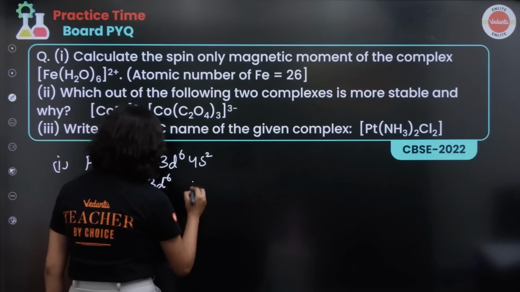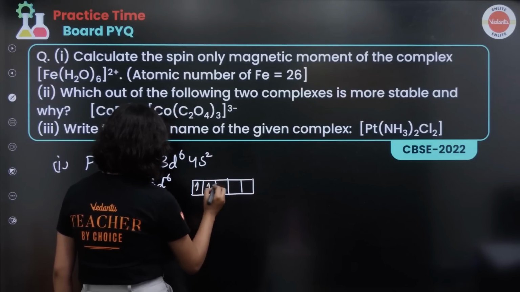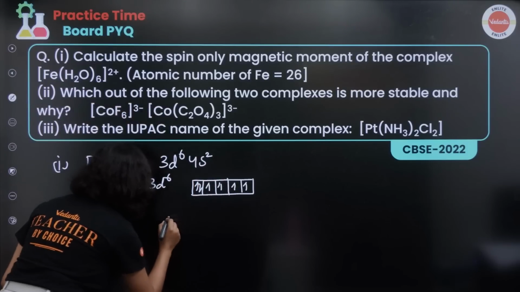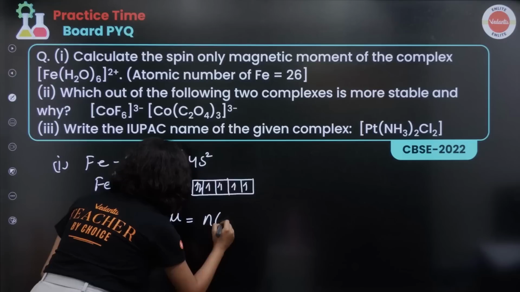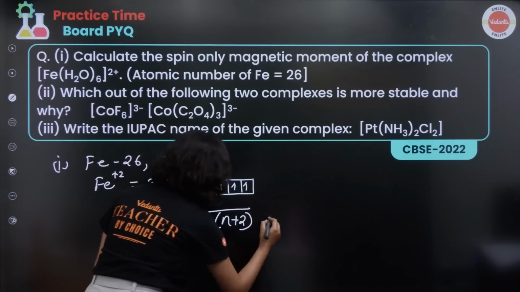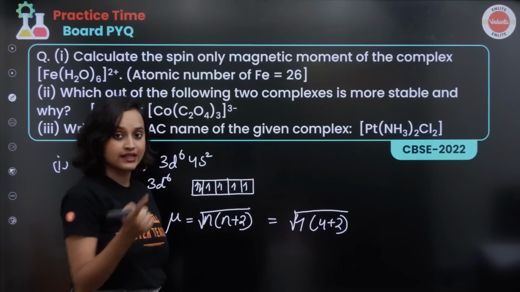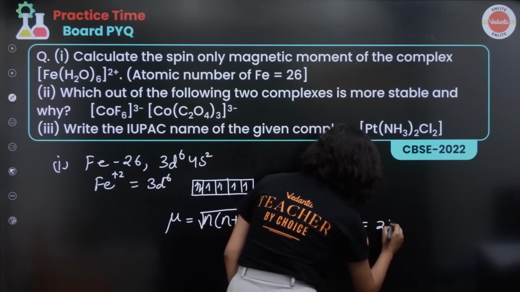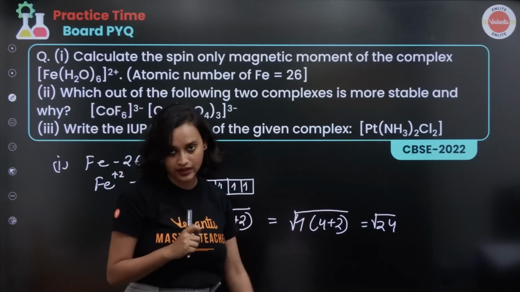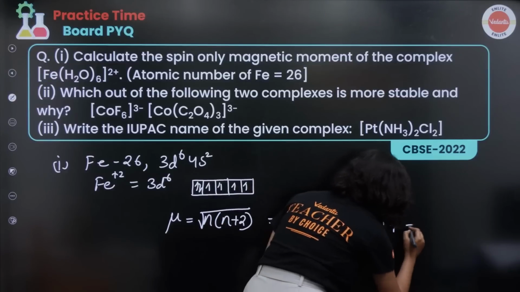Now for 3d6, if I draw the orbitals like this, it is going to be 1, 2, 3, 4, 5 and 6. So there are 4 unpaired electrons. What is the formula? The formula, my dear student, is mu equals root over n(n+2), and n is the number of unpaired electrons. So that means 4 into 6, which is 24, so it is root over 24. Now 5 fives are 25, so the value cannot be 5. It has to be a little less than 5. So maybe it is 4.89?